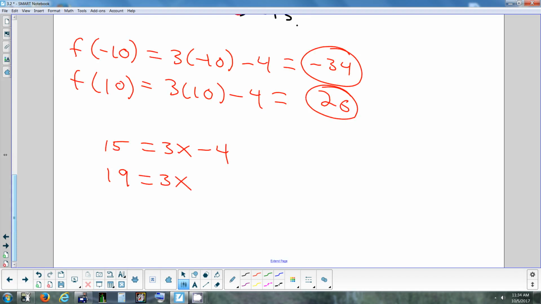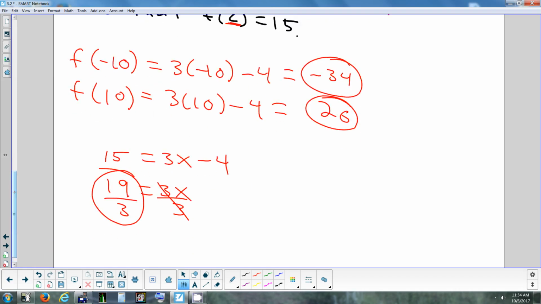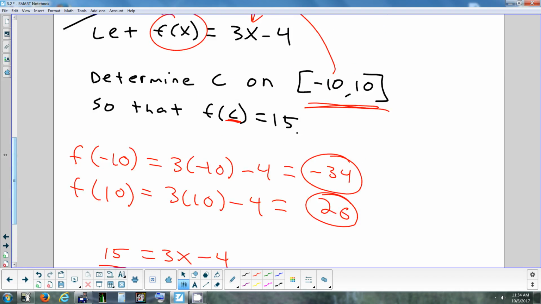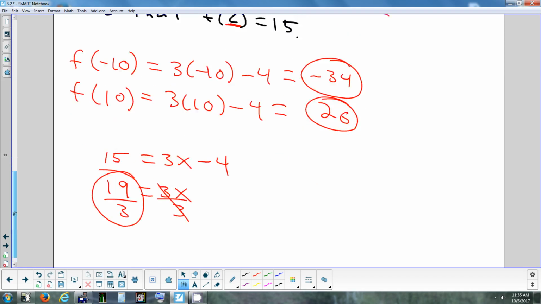And my last step? Divide by 3. So when x is 19 thirds, or what's that, about 6 and a third, when x is roughly 6.3 repeating, which is definitely between negative 10 and 10. So we answered the question.